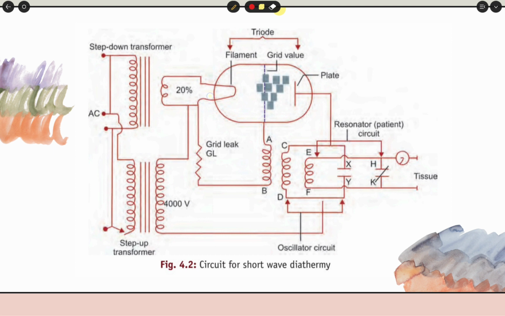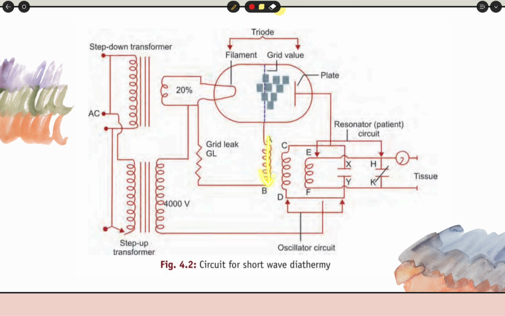So the triode consists of a cathode, a grid system, and this is your grid leak, and an anode plate. The electrons from the cathode end pass up till the anode plate, and the current enters the oscillator circuit as such. I guess it's clear up till now. And in this oscillator circuit, the current passes from C to D. This induces an EMF in the AB circuit.